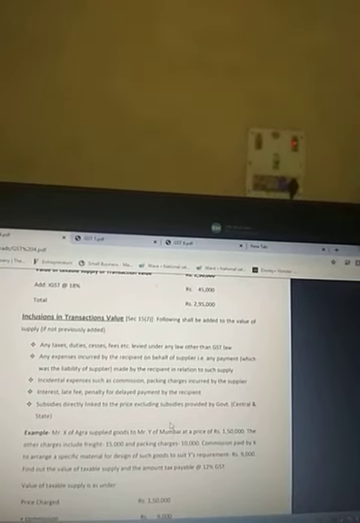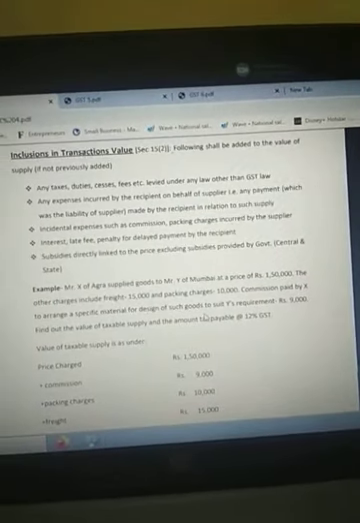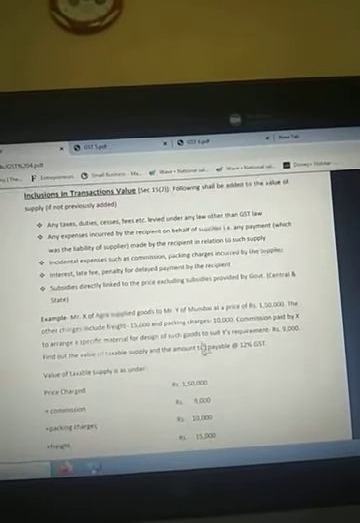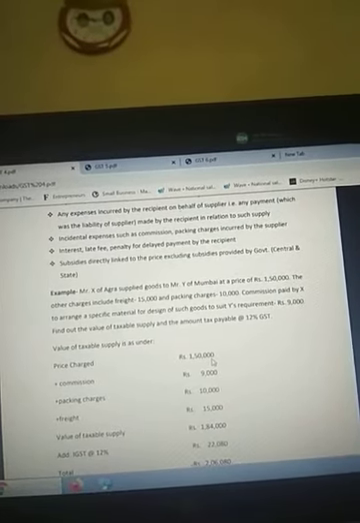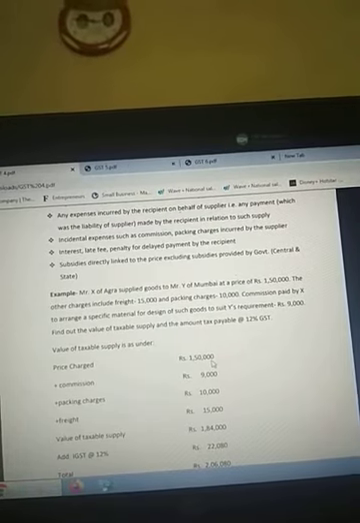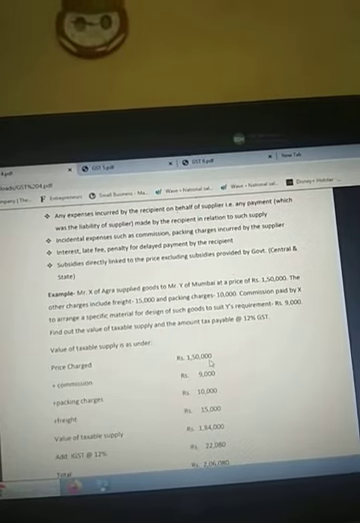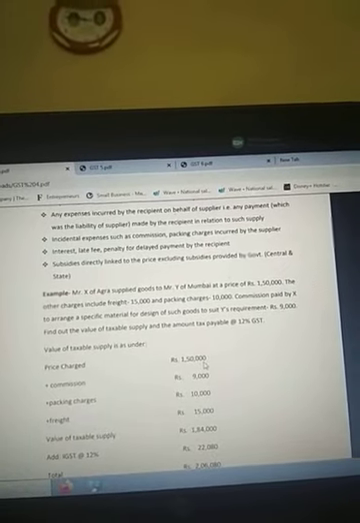Inclusion in the transaction value. The following shall be added to the transaction value to get the value of the supply. Any taxes, duties, cess or fees levied under any law other than the law of GST. Any expenses incurred by the recipient on behalf of the supplier, that is, any payment which was the liability of the supplier made by the recipient to such supplier. Incidental expenses such as commission and packaging charges incurred by the supplier, interest or late fee or penalty for delayed payment by the recipient, subsidies directly linked to the price excluding subsidies provided by the government, central or state.